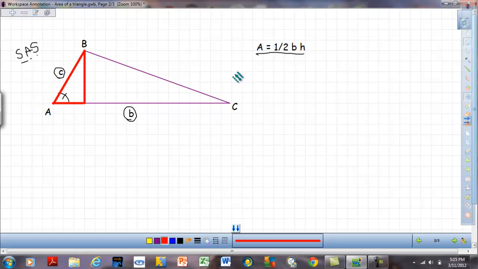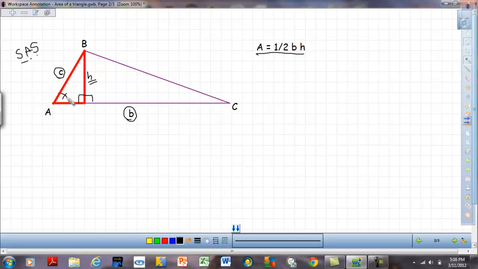When I drop in that altitude, that height, what I've done is I've formed two right triangles. I've got the dark red one here that I've just put on the left. I also have the triangle on the right, but I'm going to be dealing with the triangle on the left since you know angle A and side C. Here's my height. To use this formula, I need to know what this value is.